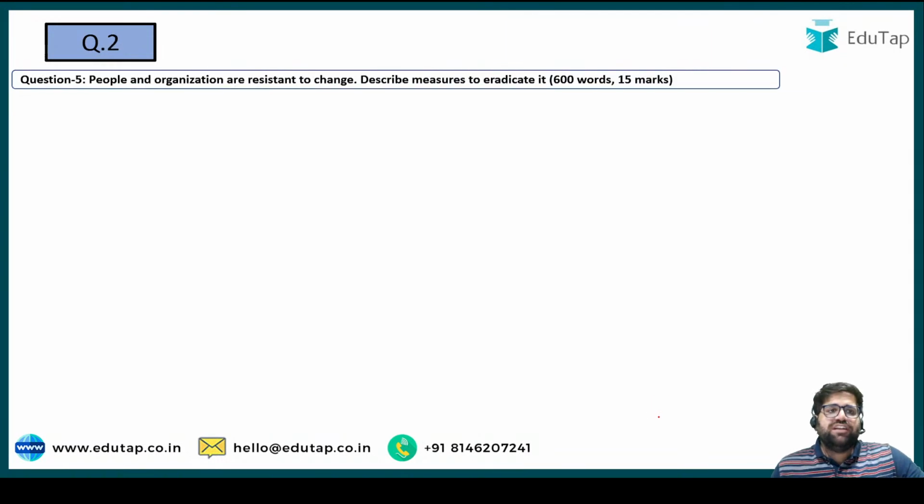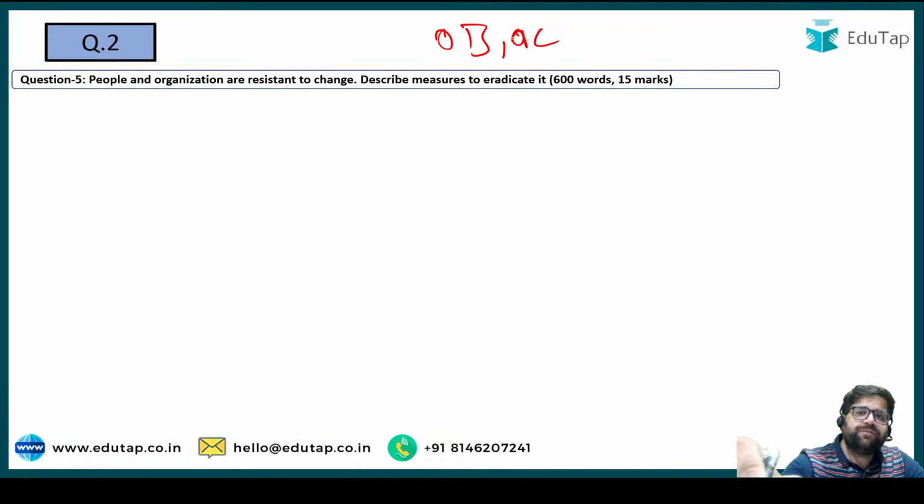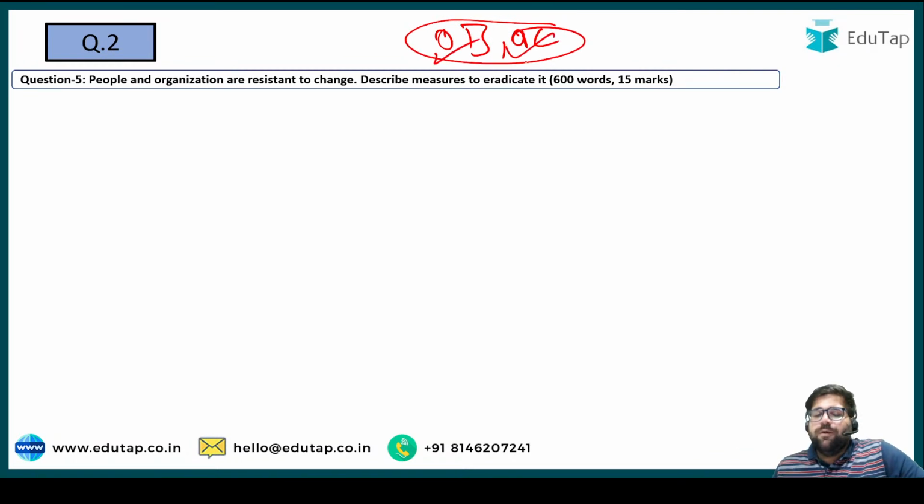Okay. Now let's move to question number 2. Question number 2 is: people and organizations are resistant to change. Describe measures to eradicate it. Again, mark my words, OB, OC. These two are the chapters which you should give priority first after doing all the basic chapters of management. Like if you are done with motivation, communication, human resource management and leadership, then directly move to OB and OC. These are very important chapters. Then you could move to the higher advanced chapters of ethics and so on and so forth.